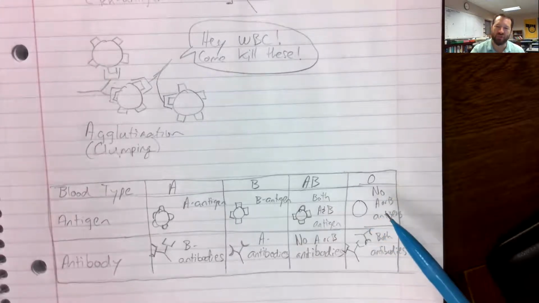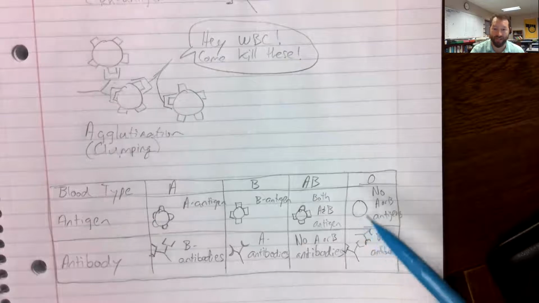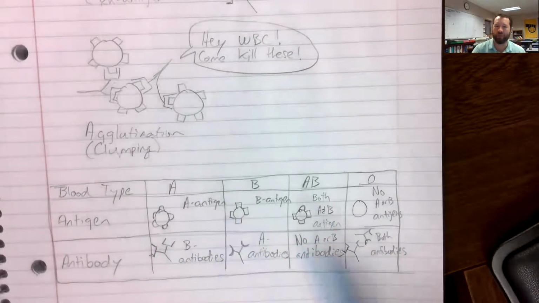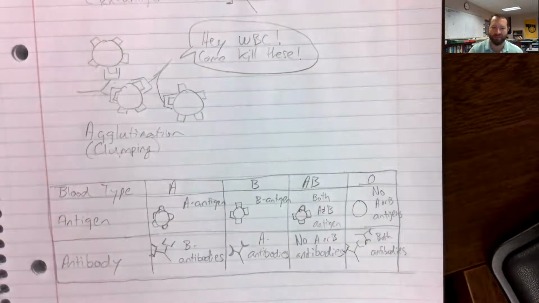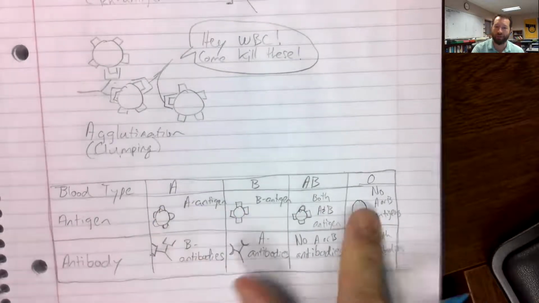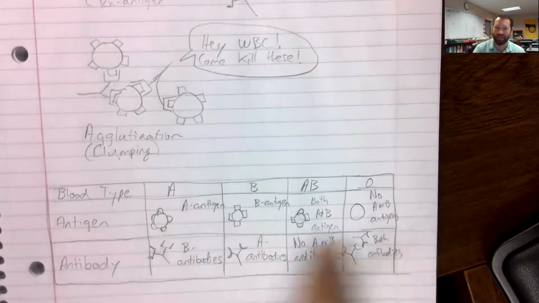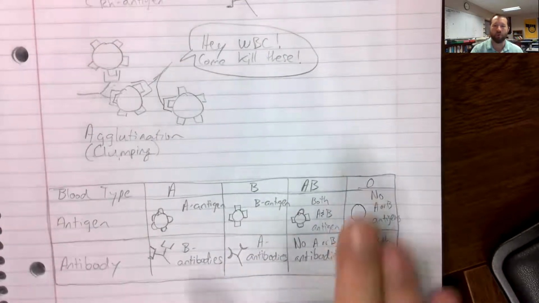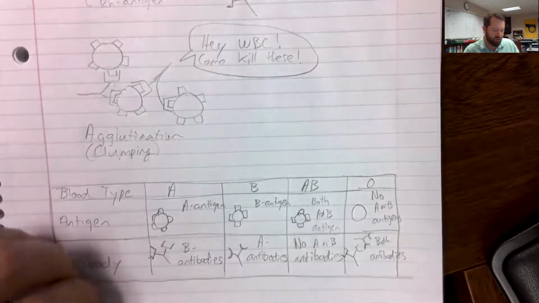Type O is known as the universal donor because it doesn't have any of those proteins on it. No other person, no other type of blood is going to recognize it. Type A, people with type A blood, there's nothing to recognize. Type B blood, nothing to recognize. So type O is known as the universal donor.